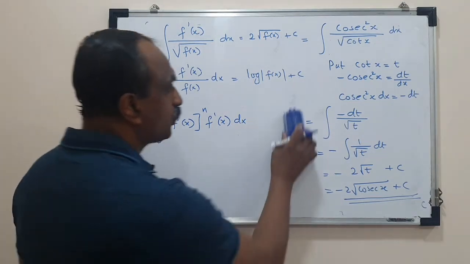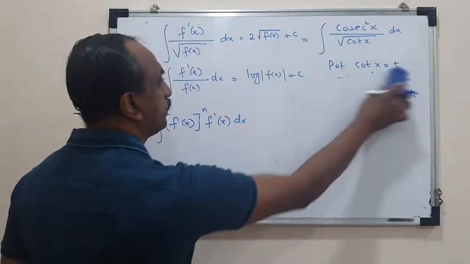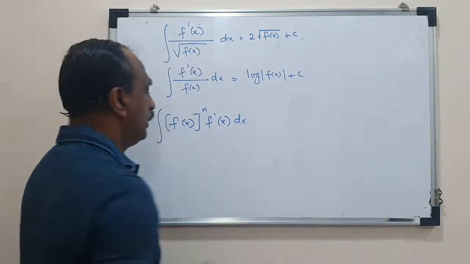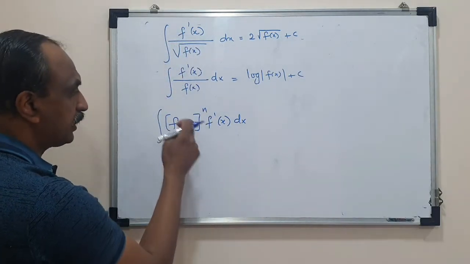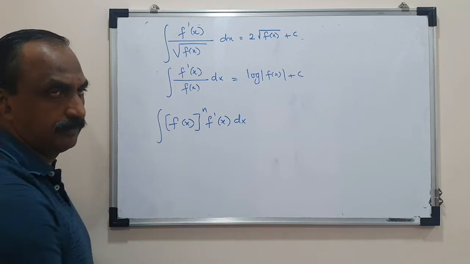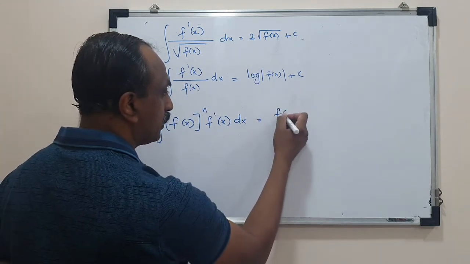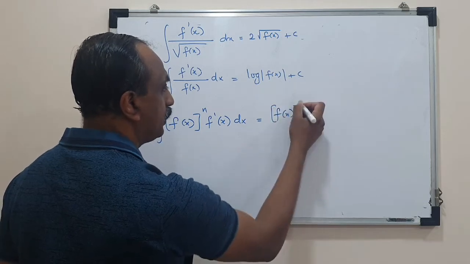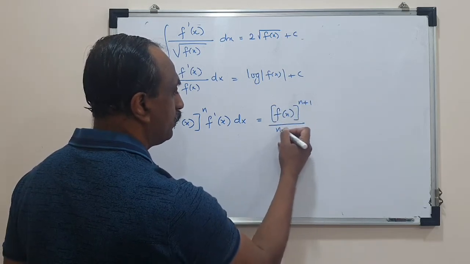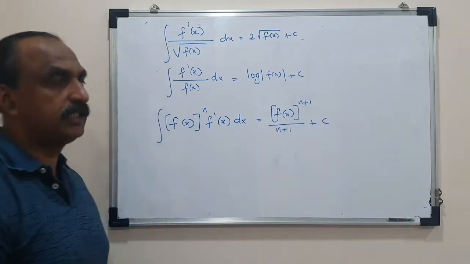The answer to this will be, just mentally let's calculate it. Suppose I put the function as t here and this will become dt. So it becomes t raised to n. Integral of t raised to n is t raised to n plus 1 upon n plus 1 plus c. So you can directly use this formula.